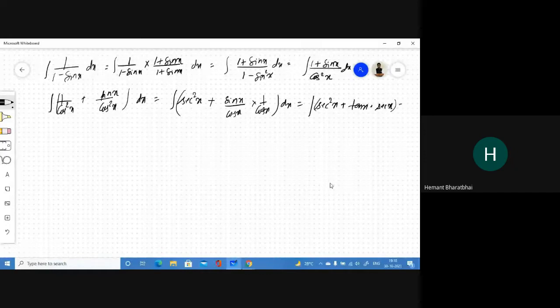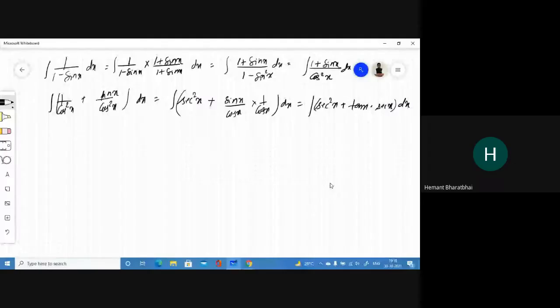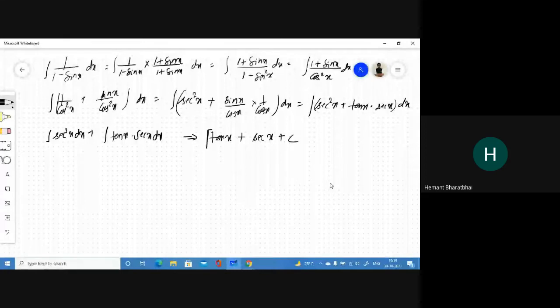So now I can separate the integral sign and write it as integration of sec square x dx plus integration of tan x into sec x dx. Integration of sec square, we know derivative of tan is sec square x. Therefore, integration of sec square x is tan x. Similarly, derivative of sec is sec x into tan x. Therefore, integration of sec x into tan x will be nothing but sec x. Why? Because derivative of sec is sec into tan. So integration of sec into tan will be sec x plus c. So this is my final answer.